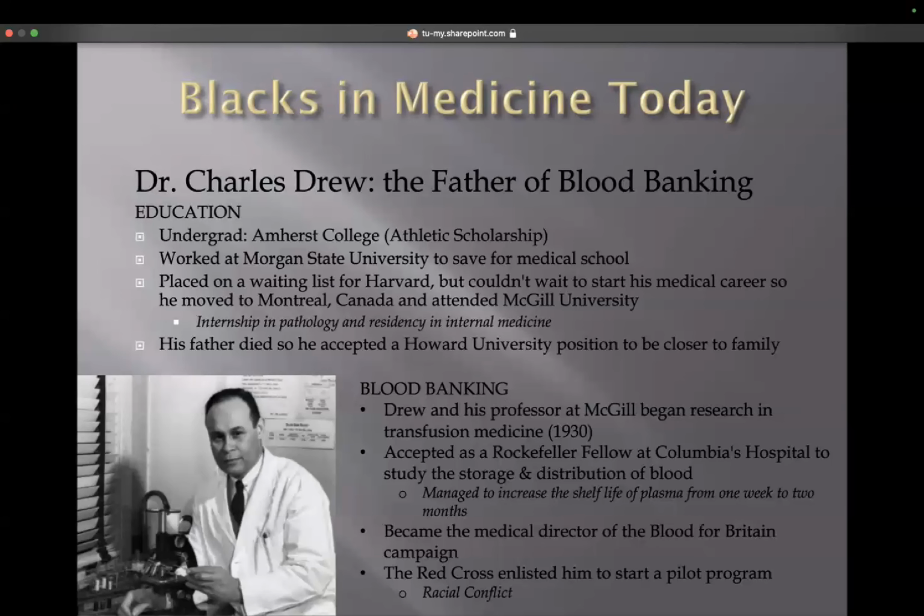Unfortunately, he resigned from this position because of racial policy. The military and the Red Cross adopted a policy where white patients could not receive blood from Black donors. He felt that that was not right, so he resigned and returned to Howard University as chief surgeon at Freedman's Hospital. And then ultimately he became the first African American examiner for the American Board of Surgery at 39 years old.